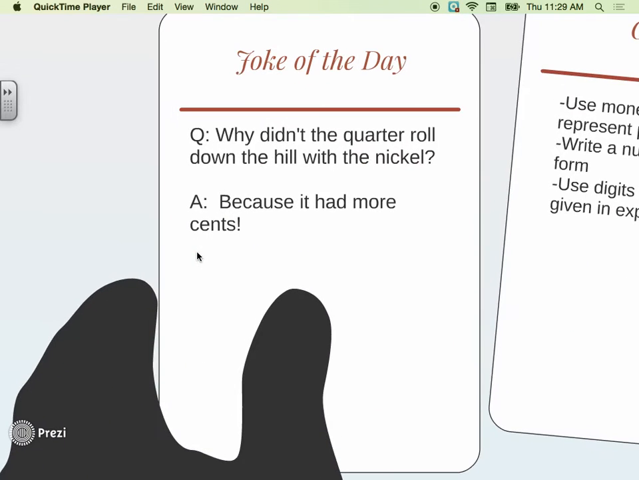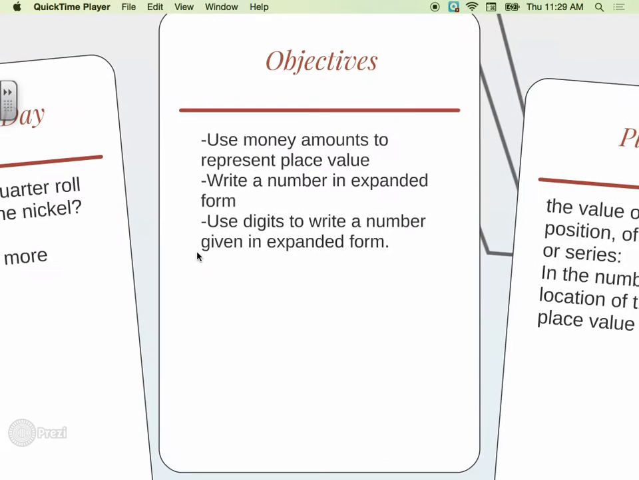Your joke of the day is, why didn't the quarter roll down the hill with the nickel? Because the quarter had more sense. Alright, so maybe you guys will have more sense too. Ha ha ha.